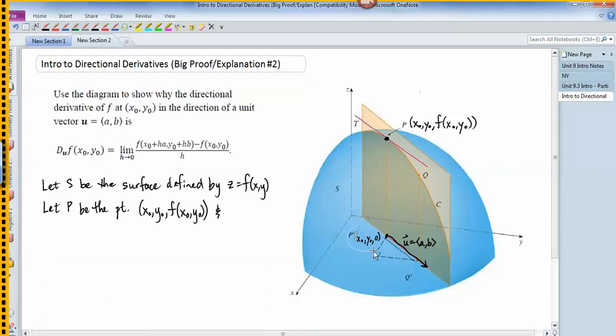Let me shrink that down just a little bit because I'm going to fit some more stuff in there in a bit. And notice there's a prime next to the P there. Okay, so we'll define P prime. Let that be the point x naught, y naught, 0.